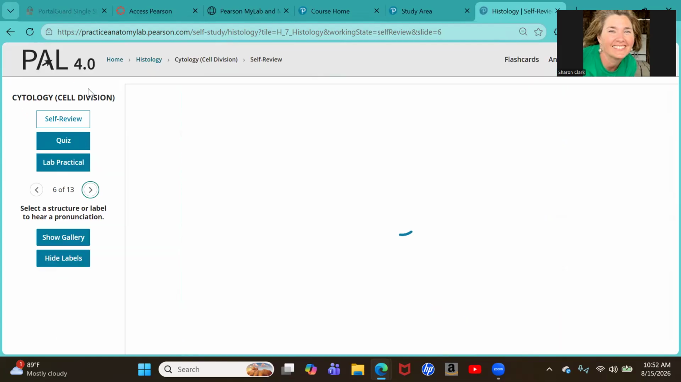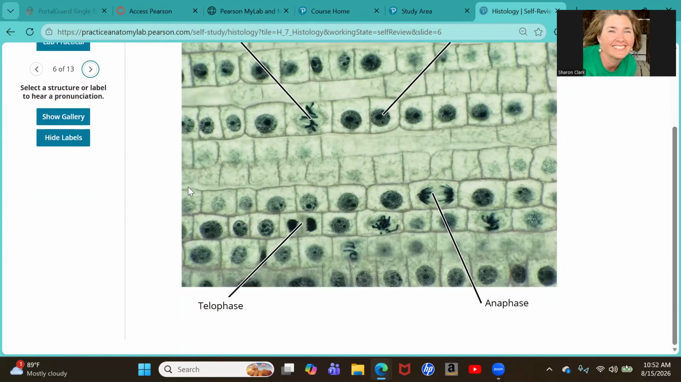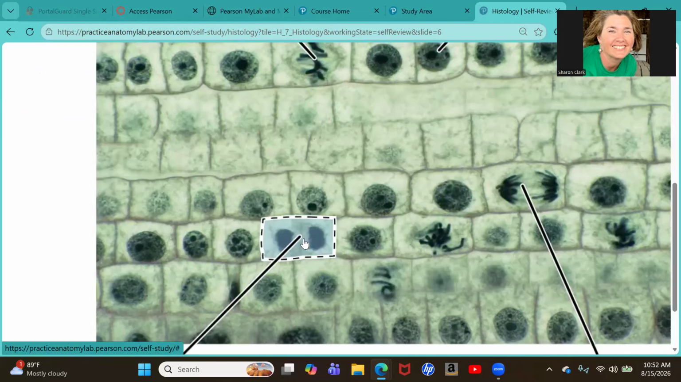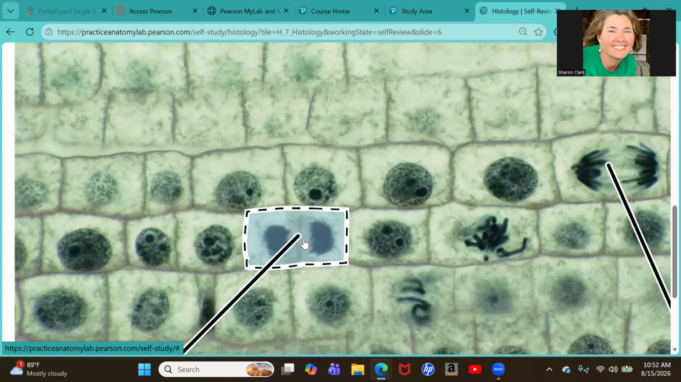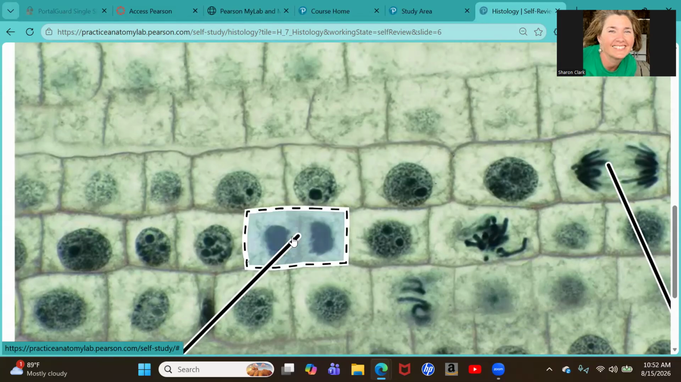Which leads us then to the next phase, which is telophase. Telophase means end, okay, which is this one right here. And actually, this is a good one. You can see anaphase here, telophase here. The characteristics to look for in telophase: the chromosomes have reached the opposite ends of the cell. Two groups of chromosomes are now clearly visible. New nuclear envelopes begin to form, and chromosomes begin to uncoil.